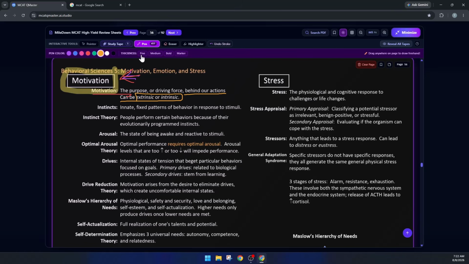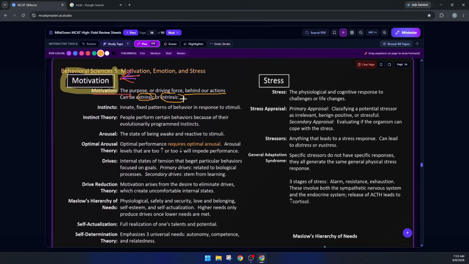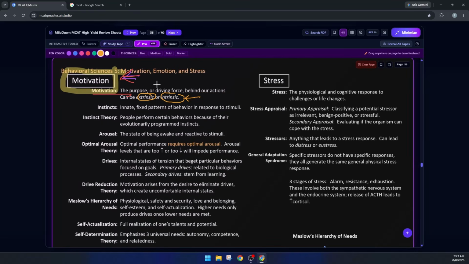So in motivation, it says the purpose of or driving force behind our actions can be extrinsic or intrinsic. That's what you want to remember in this part here. You want to know what intrinsic motivation means and what it means to have extrinsic motivation. These are actual terms to memorize and understand. So extrinsic means your motivation comes from outside of you, not reasons that come from inside of you. Intrinsic motivation is like you yourself told yourself to do something. So you had a pet project, or a lot of CEOs or entrepreneurs are very intrinsically motivated. Nobody told them to do the things they're doing, and yet they're doing it.